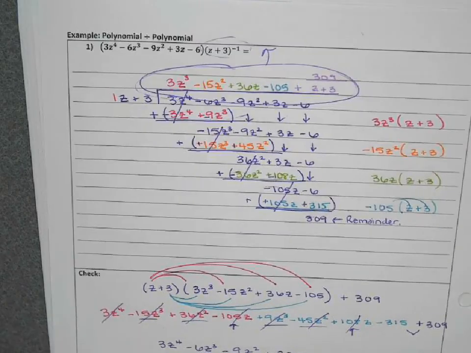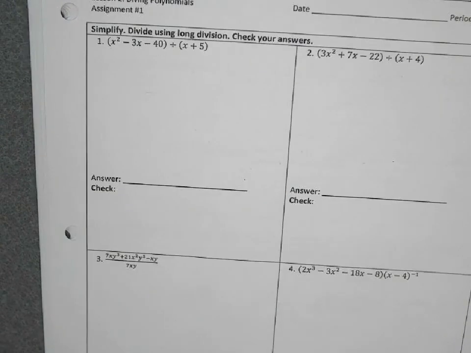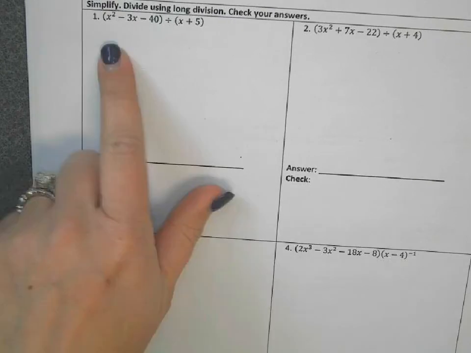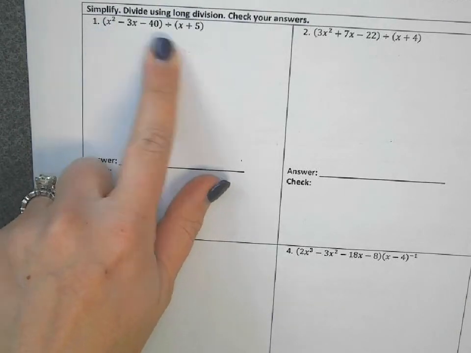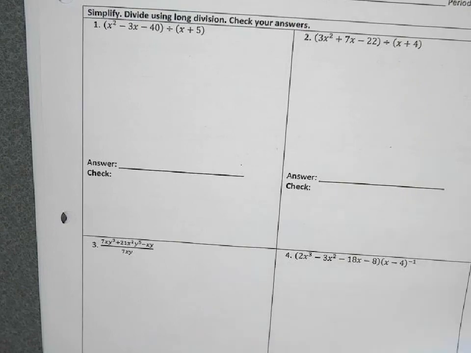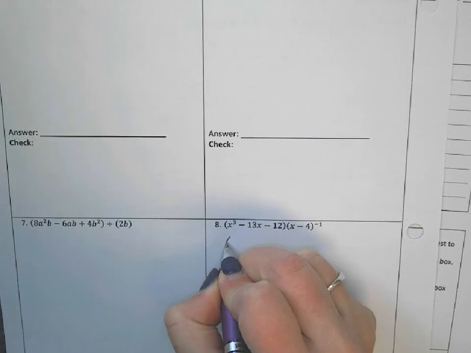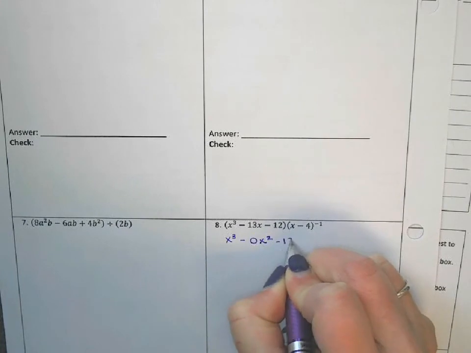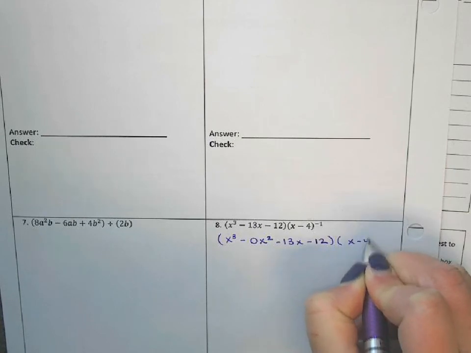Actually, before we even start on that homework, let me show you. There is one problem on here that you need a placeholder on. Can anyone find it? There is a problem on here where it doesn't go in order from like 3, 2, 1, 0, 4, 3, 2, 1, 0. Grant, do you have it? It is number 8. When you look at number 8, you probably want to rewrite this as x cubed minus 0x squared minus 13x minus 12 times that x minus 4 to the negative first power.